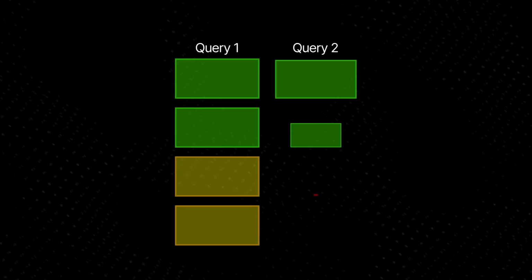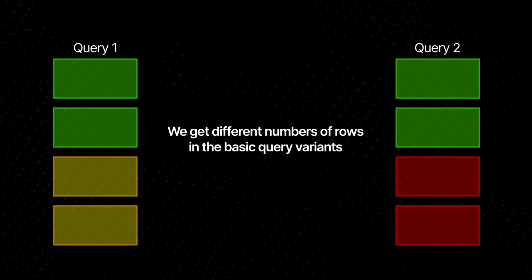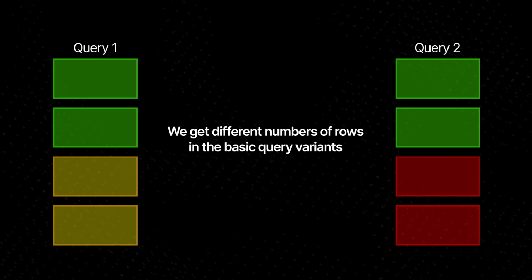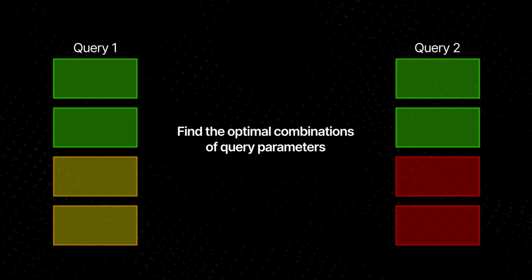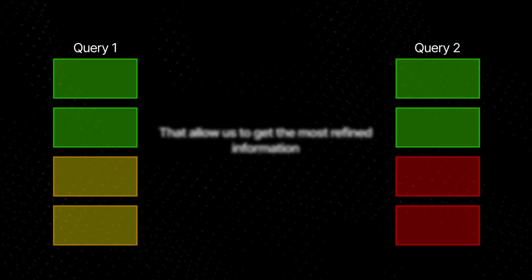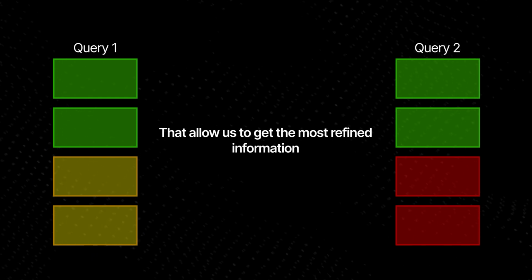This is where my team and I made different queries to the integrations to get different configurations of the data. Of course, we don't do it ourselves, but our scripts do. If it turns out that we got different numbers of rows in the basic query variant, then we need to identify the patterns in this behavior and find the optimal combinations of query parameters that allow us to get the most refined information.